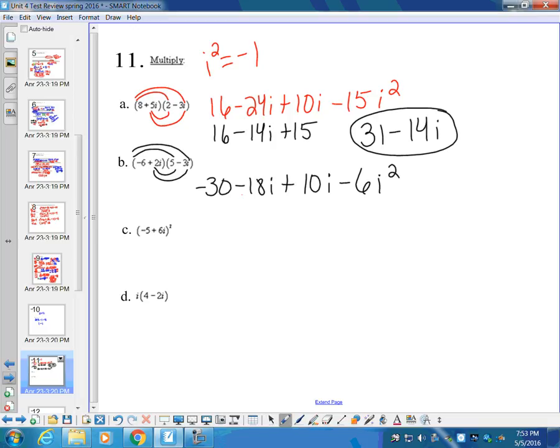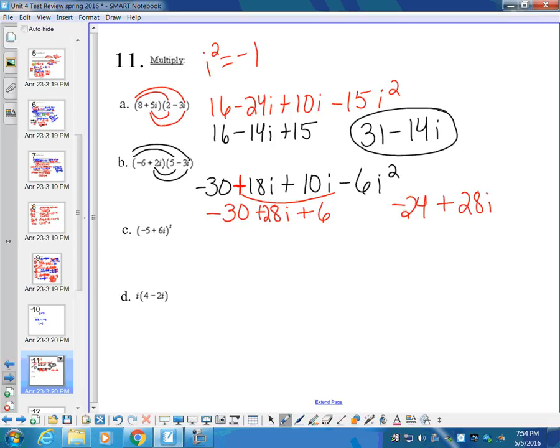Combine your like terms. Negative 30 minus 8i plus 6. So negative 24 plus, oh wait, that's positive, sorry y'all, positive 18i. So this would be 28i. Negative times a negative was a positive. Okay, so that gave me 28i. So it's negative 24 plus 28i.